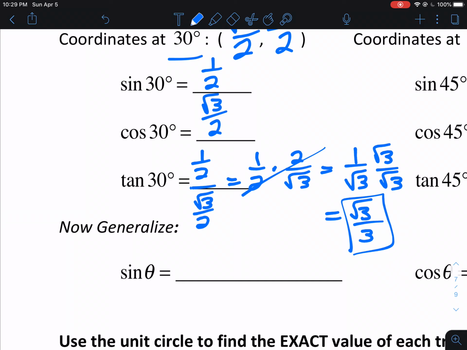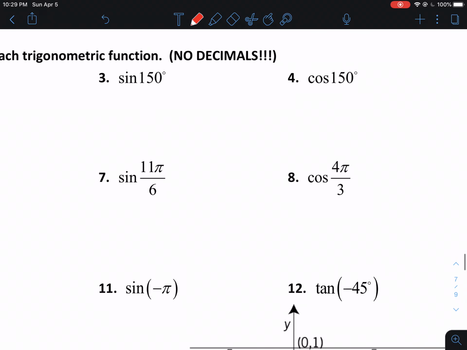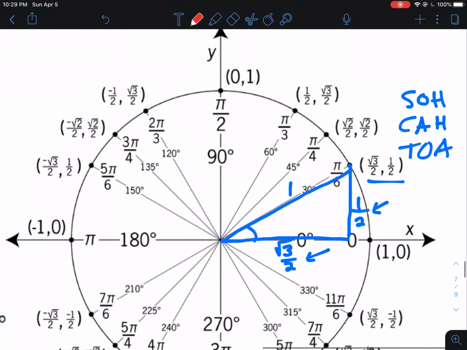Okay. So that's 30 degrees. Tell you what, let's do 45 degrees together, and then you can try 60 degrees on your own. So at 45 degrees, let's go ahead and take a look at that triangle next. I'm going to go ahead and erase my work from right here.